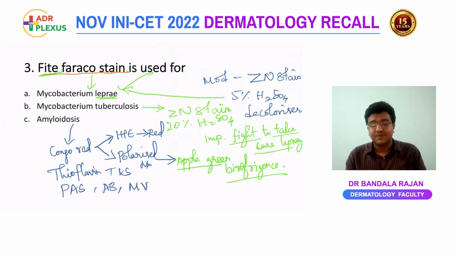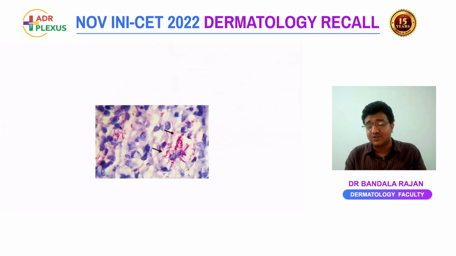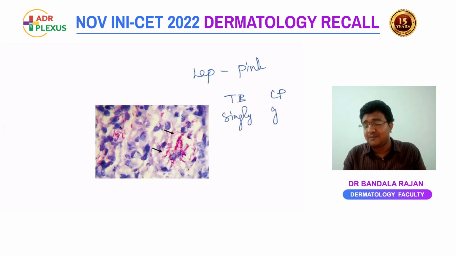Here, this is the image which showed Wade Fite stain staining the leprosy bacilli as pink. To differentiate it, in TB the bacilli are lying singly. In leprosy, the bacilli are in groups, always in a clump, that is known as globi, with a cigar bundle appearance.